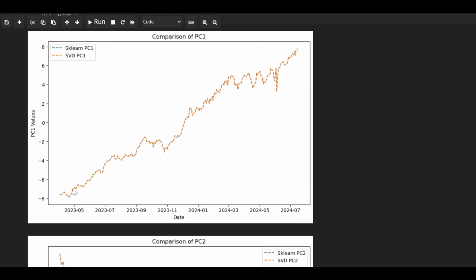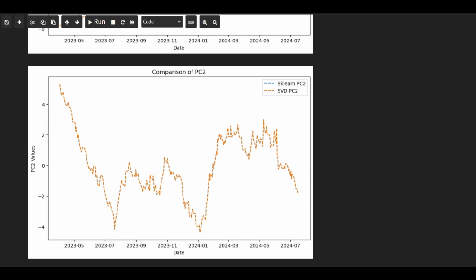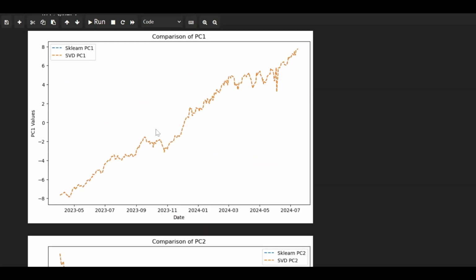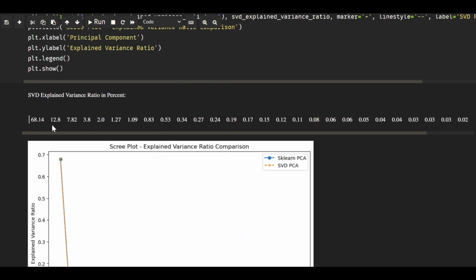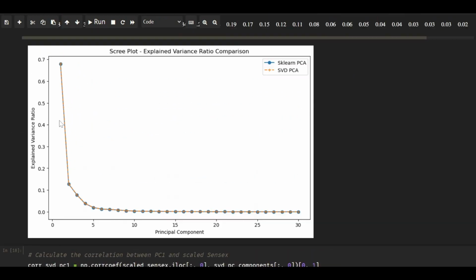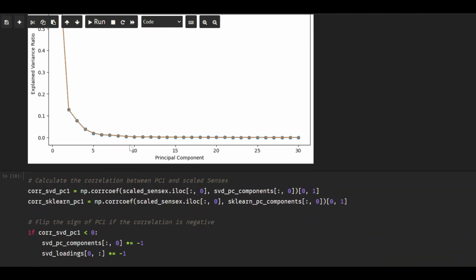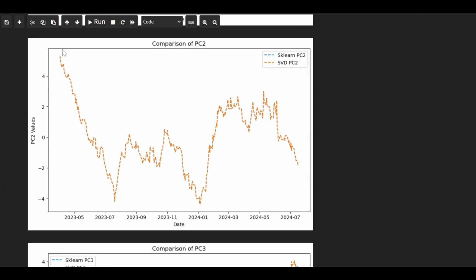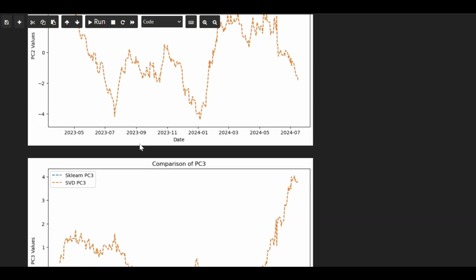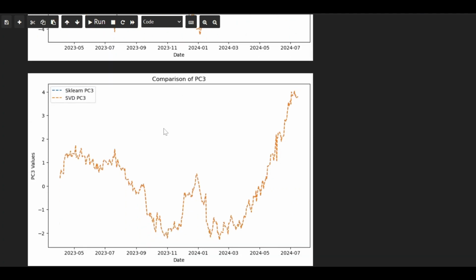So after capturing almost 68% variation, principal component 1 has been able to identify the broad market trend, which is what is given by the Sensex also. And then the remaining almost 13% has been captured by principal component 2, and then about 8% by principal component 3. When we see these, individually they are not following the Sensex pattern, but they can be following sector specific or industry specific or company specific trends. This is principal component 3.